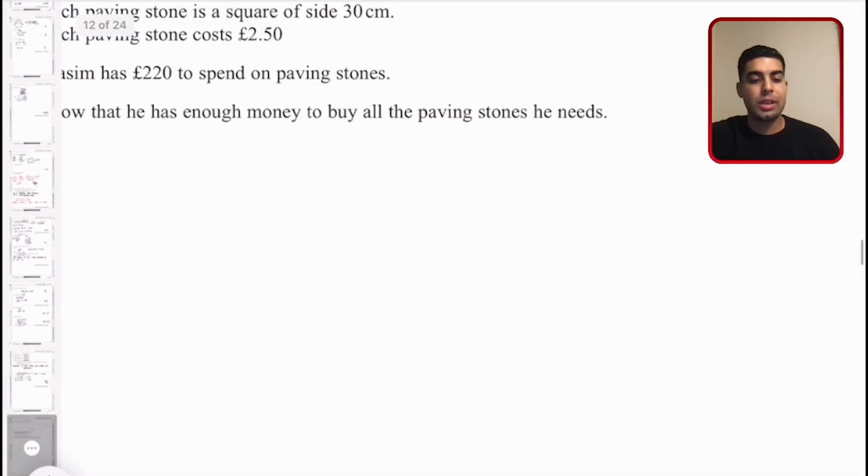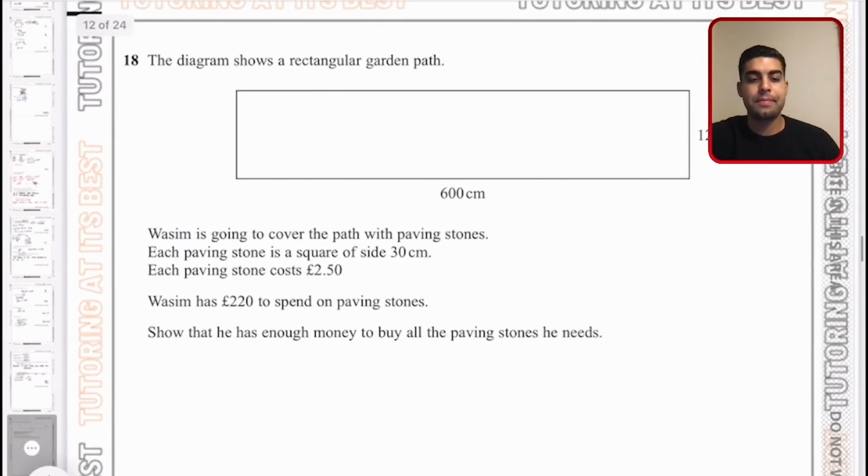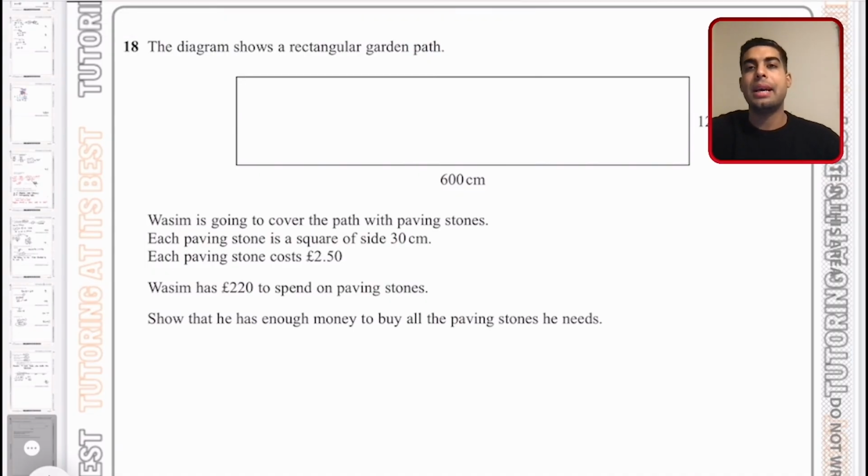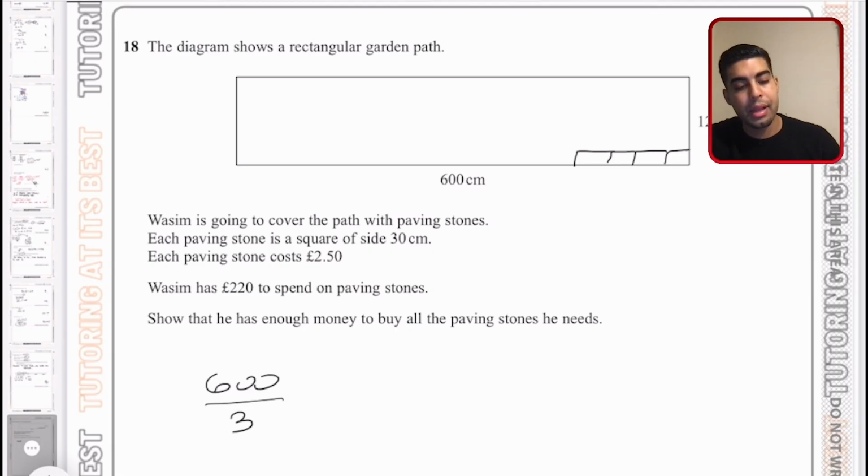Okay, let's move over to question number 18. And this is where the diagram now shows a rectangular garden path. Now Wasim is going to cover the path with paving stones. And each paving stone is a square with a side of 30 centimeters. So again, we're going to find out how many 30 centimeter paving stones can fit in our length and our width. So let's go ahead and divide 600 by 30.